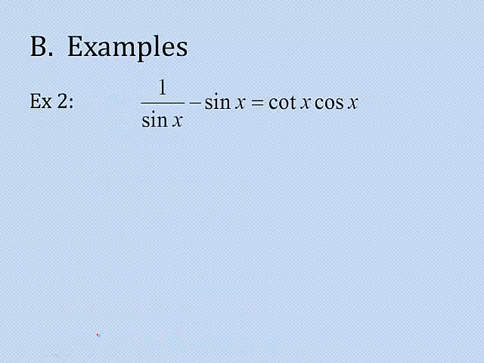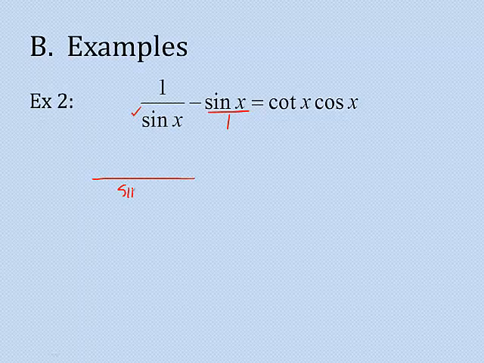Let's try another one. 1 over sine of x minus the sine of x equals cotangent of x, cosine of x. Okay, so if one part's a fraction and the other part's not, put the other part over 1 so that you can see it really is a fraction. And you've really got to get a common denominator. And it should be clear to see now, what should that common denominator be? Well, it should just be sine, right? So if the denominator is going to be the sine of x, let's see. What do I have to do in the numerator here?